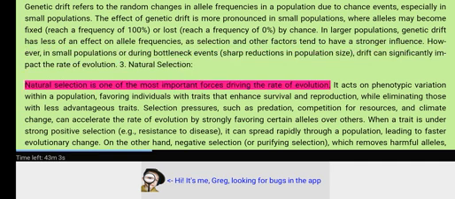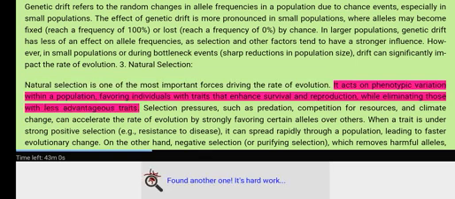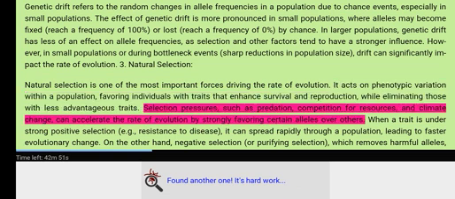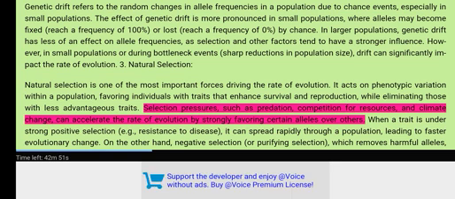3. Natural selection. Natural selection is one of the most important forces driving the rate of evolution. It acts on phenotypic variation within a population, favoring individuals with traits that enhance survival and reproduction, while eliminating those with less advantageous traits. Selection pressures, such as predation, competition for resources, and climate change, can accelerate the rate of evolution by strongly favoring certain alleles over others.